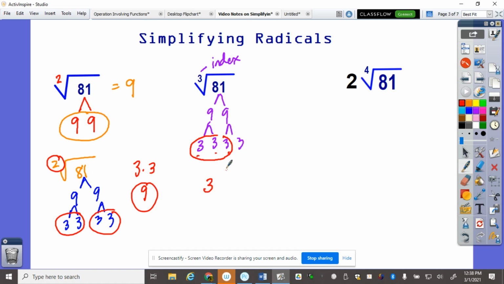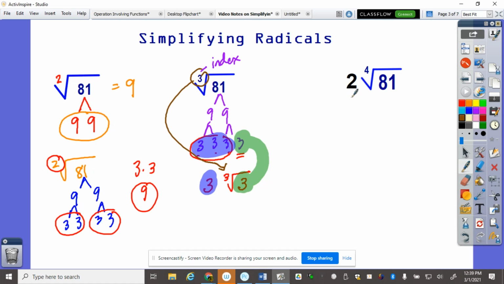That means 1, 3 will go outside because of that. And this 3 here that has no group will remain inside of the radical sign, which is just 3 there. So again, one more time, this 3 here by itself, that's how you get that one. And this group of 3 here made one of the 3. And you just drop the index here. That's why we kept it over there.